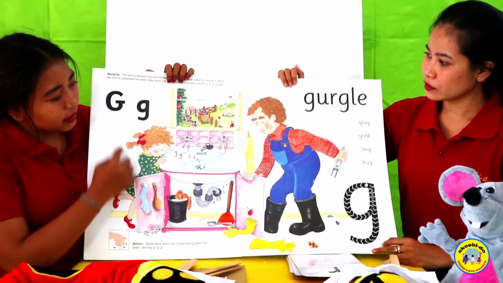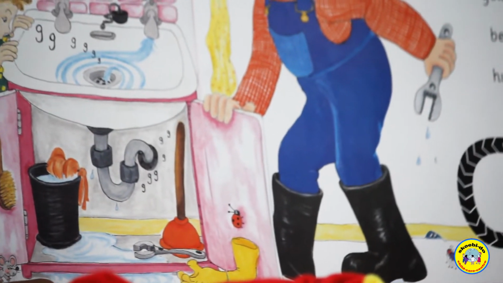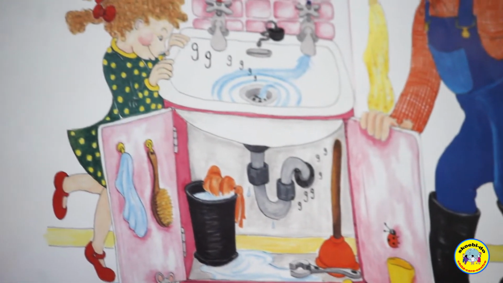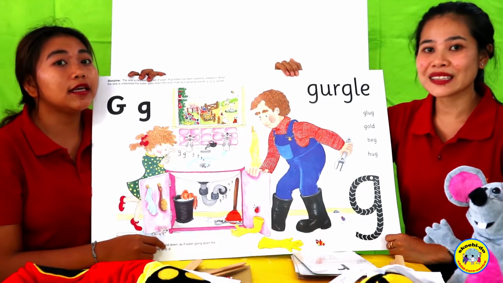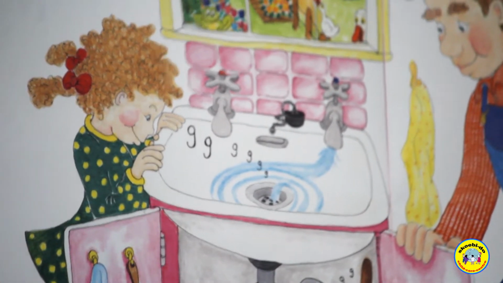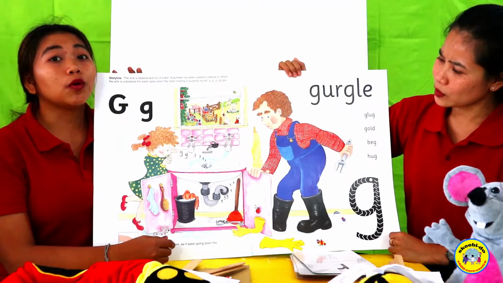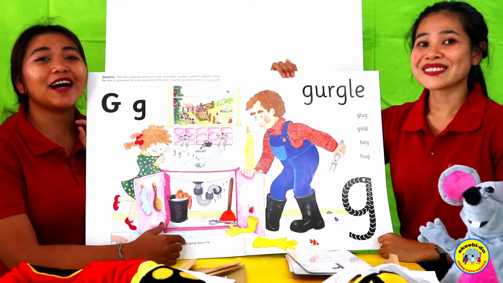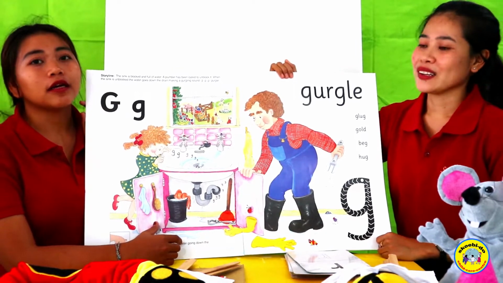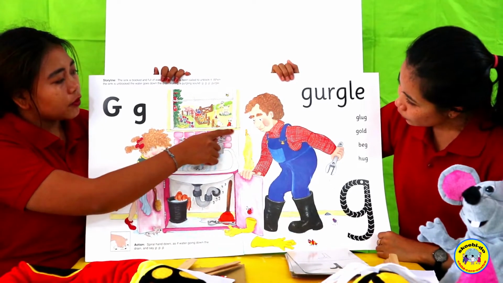So kids, maybe you can take a look here and find the objects that start with letter G and make the g sound. Okay, let's find it. This girl, yes, her name is Giselle. Wow, Giselle starts with the letter G. Yes, that's correct. And how about her hair? What color is this? The color is gold. And the plumber, the color is brown. So gold starts with letter G and makes the g sound. Okay, let's find again. How about here? Wow, what can you see outside here?